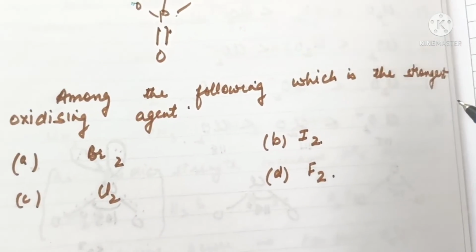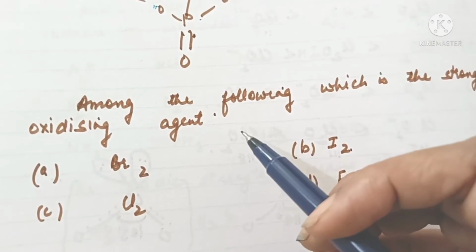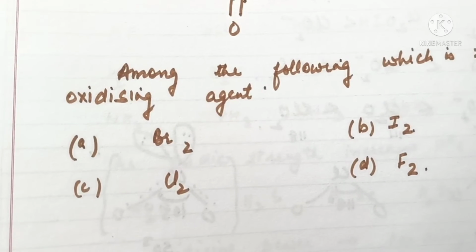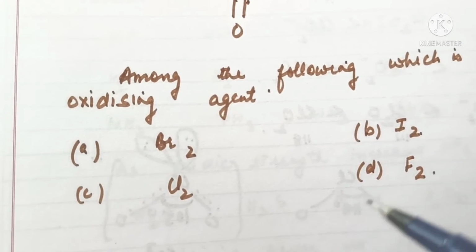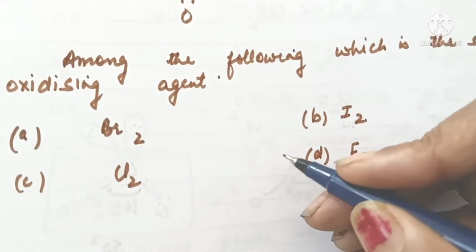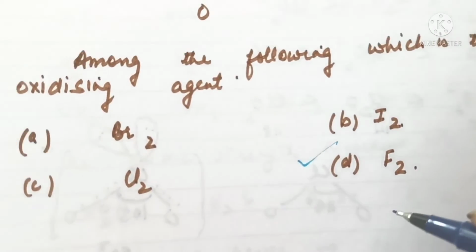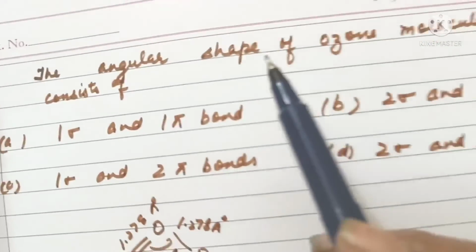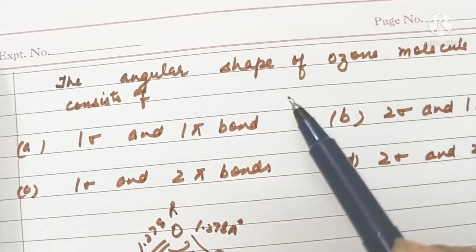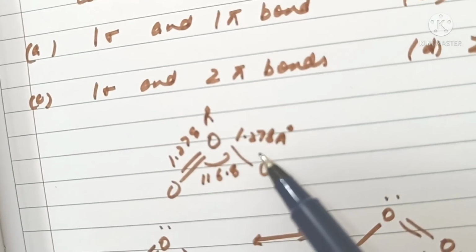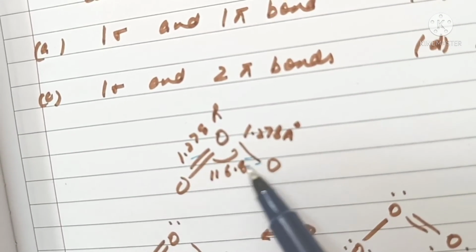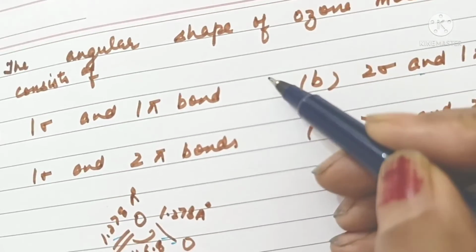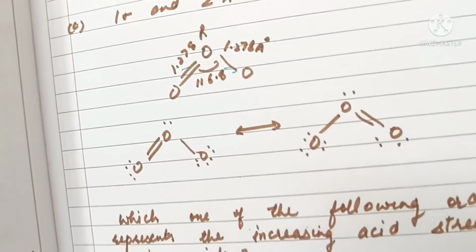Among the following, which is the strongest oxidizing agent? So which can gain electron very easily will be the strongest oxidizing agent. Fluorine is the strongest oxidizing agent among the 4. Option D is the correct answer. The angular shape of ozone molecule consists of 2 sigma bonds and 1 pi bond. Option B is the correct answer.